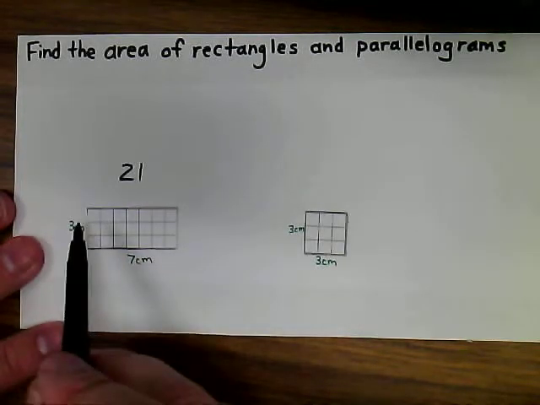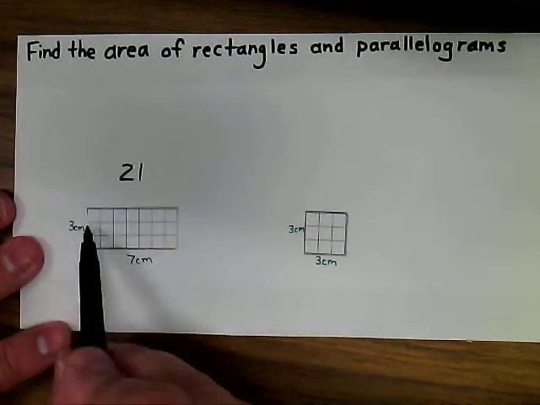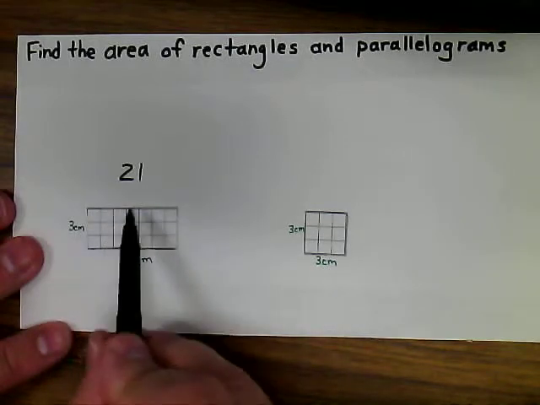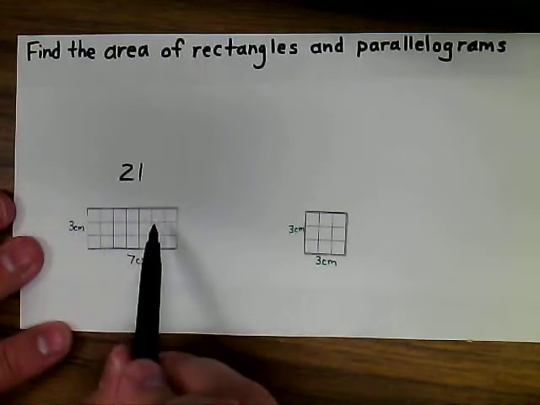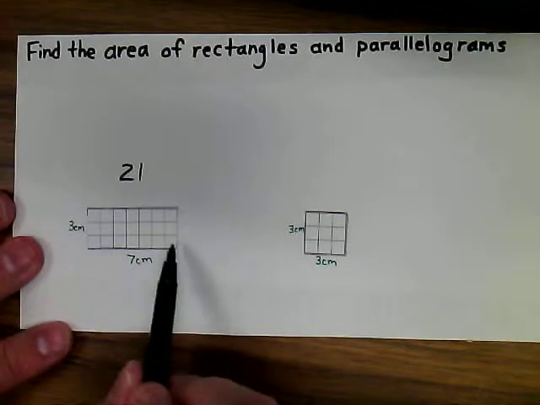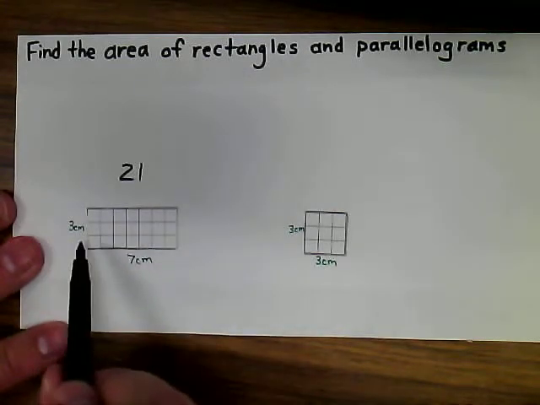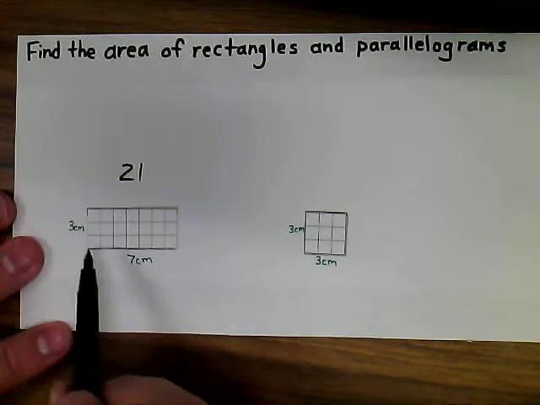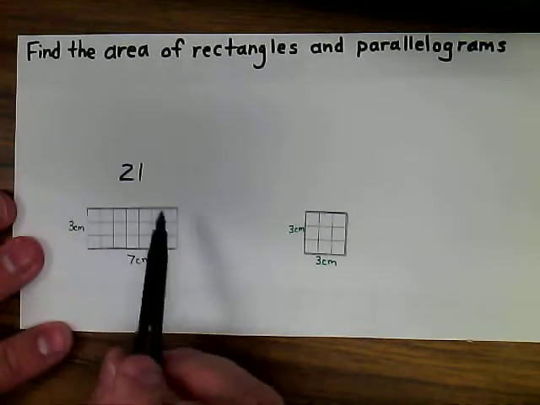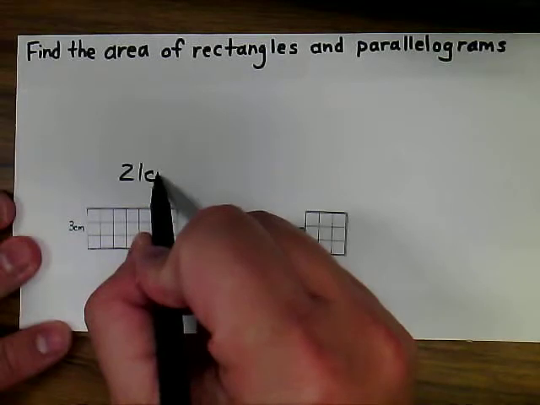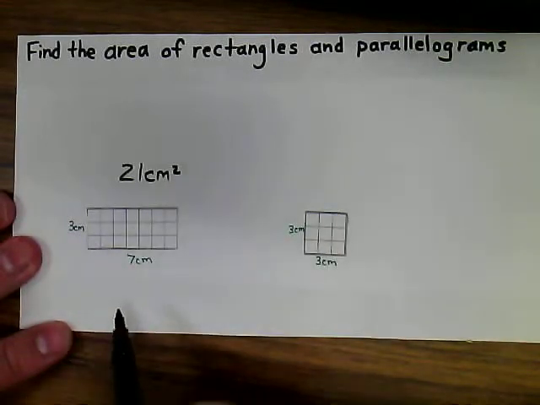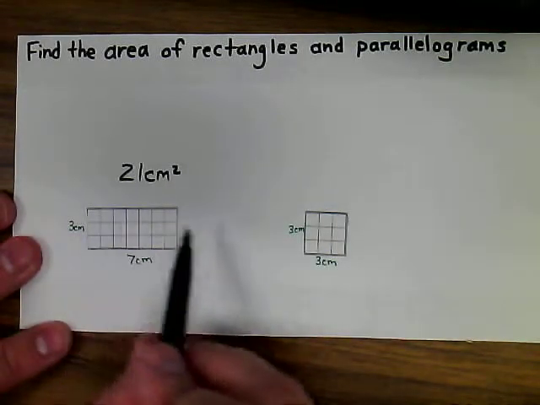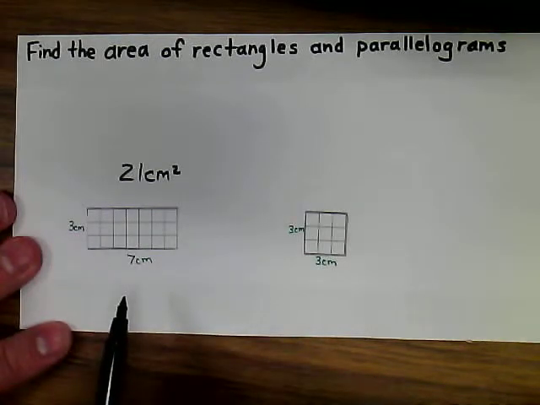If you count out all these squares in this rectangle, 1, 2, 3, 4, 5, 6, 7, 8, 9, 10, 11, 12, 13, 14, 15, 16, 17, 18, 19, 20, 21, you'll see there are 21 squares in here. So if this represents 7 centimeters and this is 3 centimeters, this is 21 square centimeters. And that's what area represents. It's how many squares fill that space.